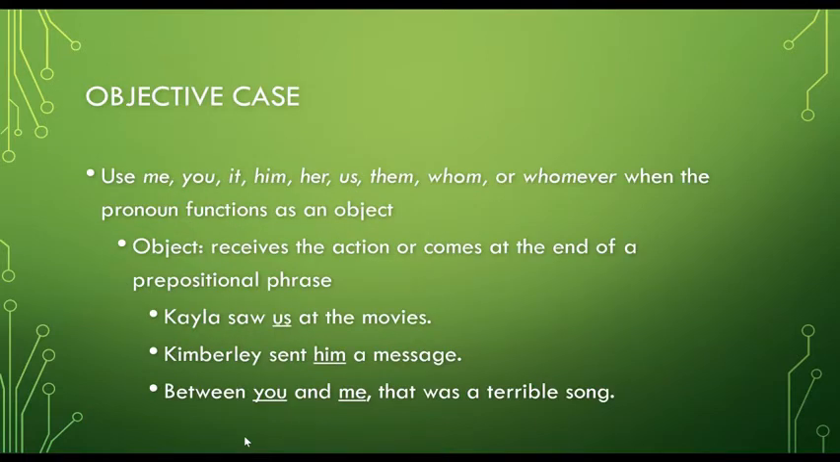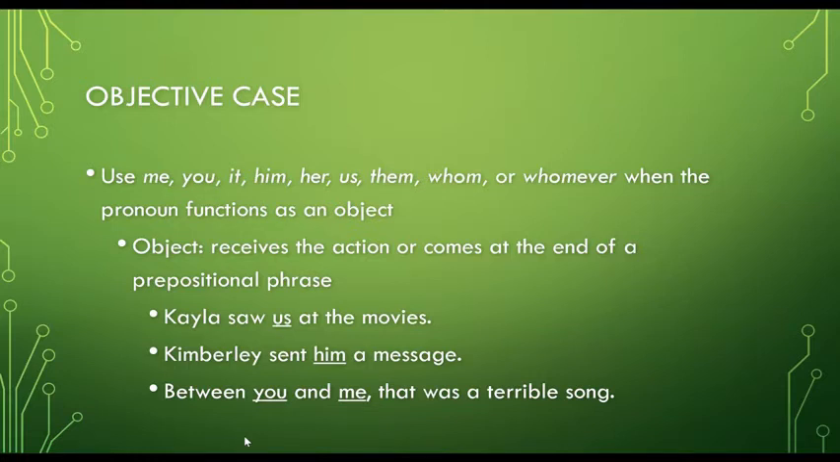When we're in the objective case, you're going to use the pronouns me, you, it, him, her, us, them, whom, or whomever when the pronoun functions as an object. An object is the person, place, or thing that receives the action or comes at the end of a prepositional phrase. So let's look at some sentences.